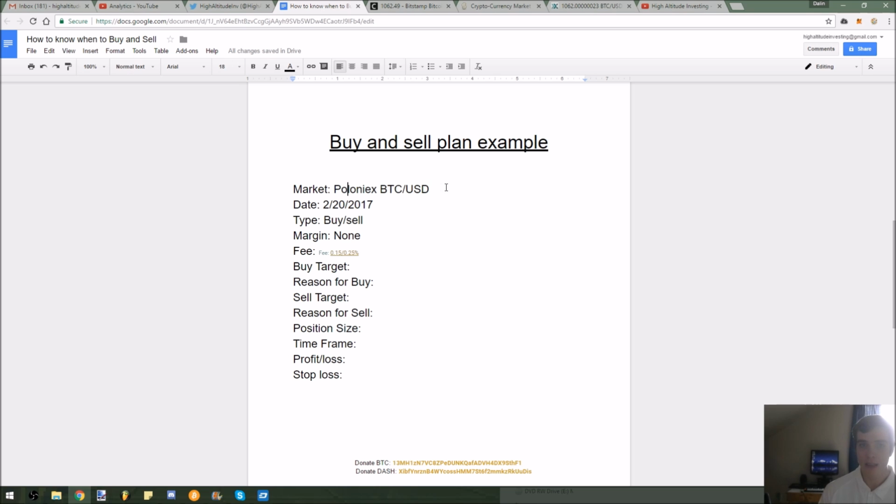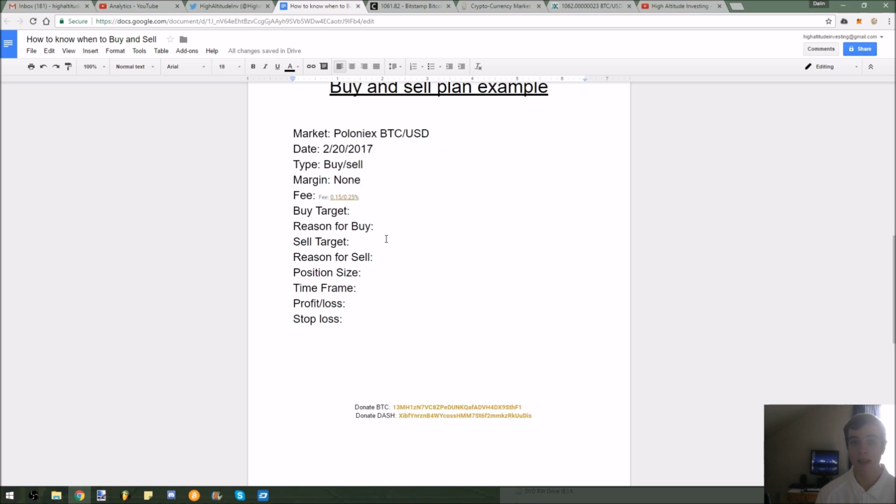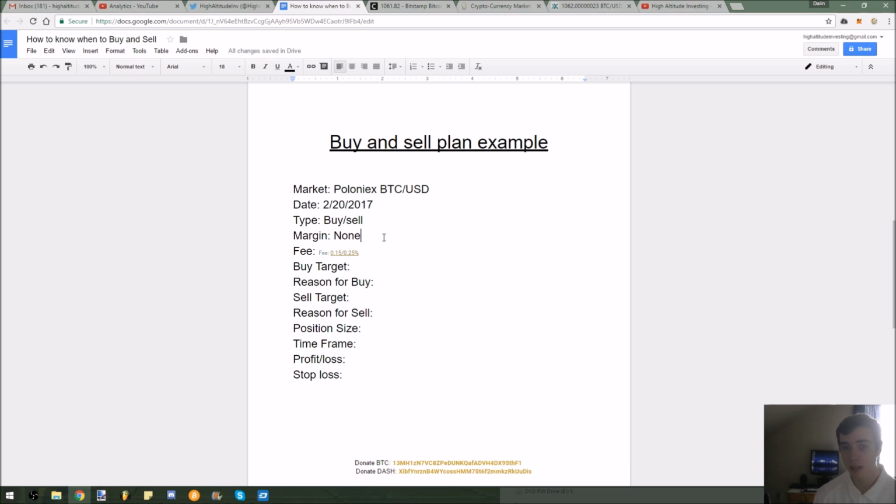Bitcoin. So I chose that as my market. Obviously, if you guys are doing this, you choose whatever market you want to do, and then I put the date. I put a buy and a sell, so I'm going to buy Bitcoin at a certain target price and then sell it a week from now at a certain sell target price. Is it a margin trade? No, so there's no lending.